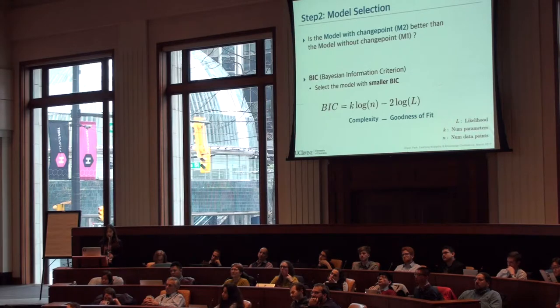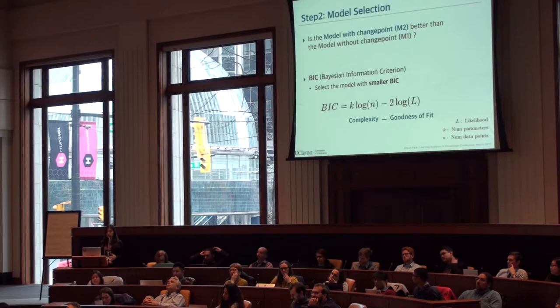So basically what it does is it penalizes having more parameters, because usually the model with more parameters would have higher log likelihood. And we want to make sure that adding more parameters is worth doing. And in our case, complexity for the model with a change point will be higher because we added the tau i and another alpha i.